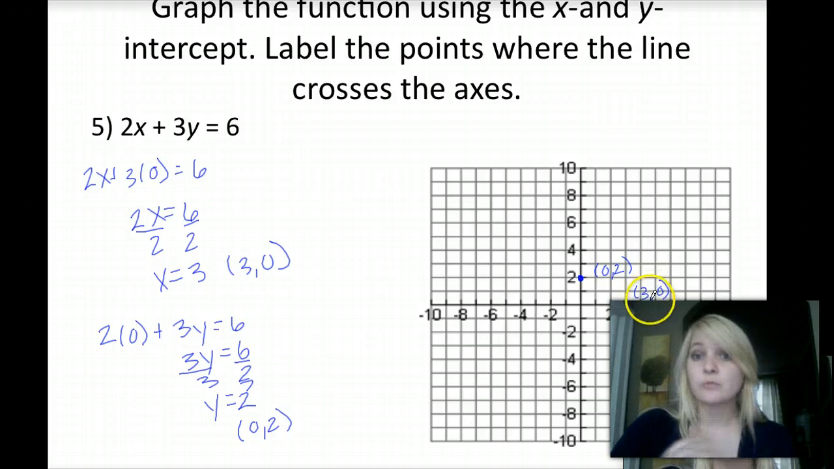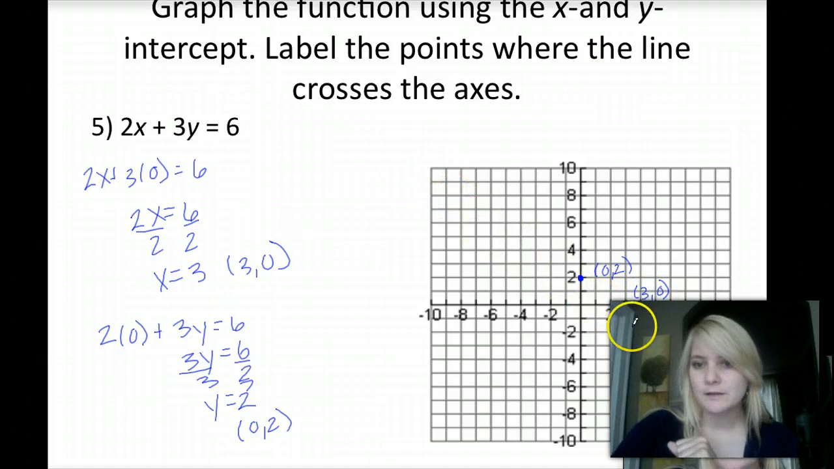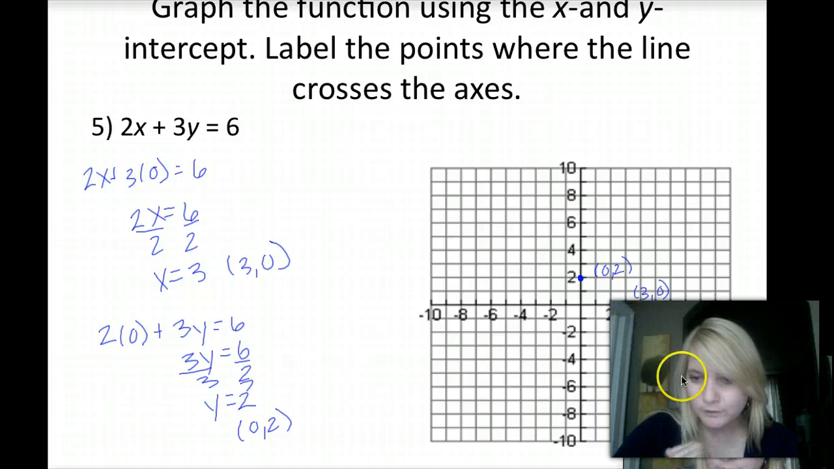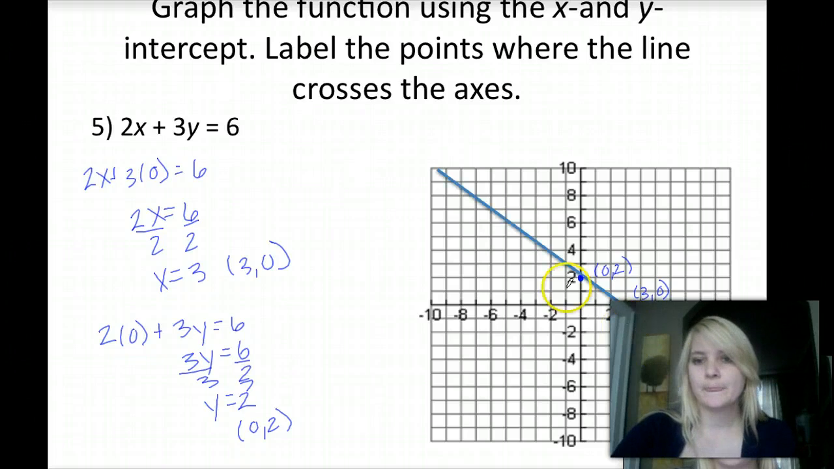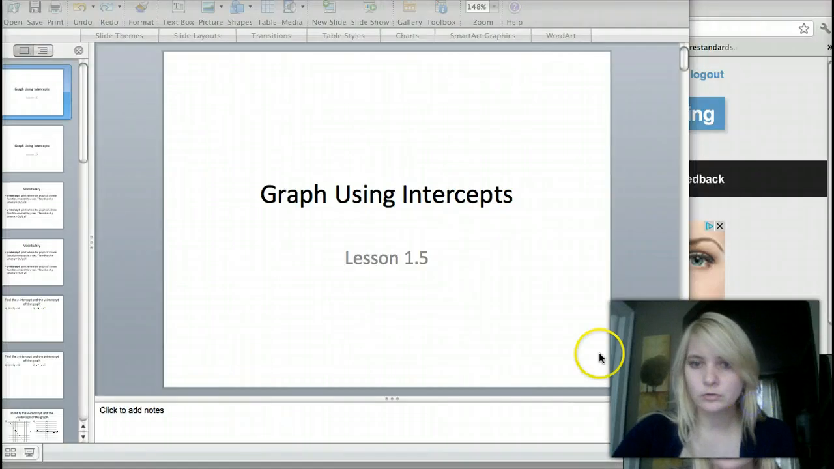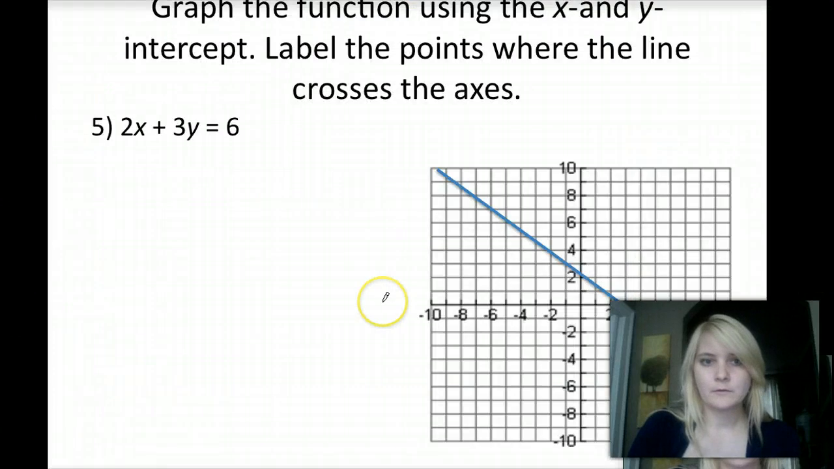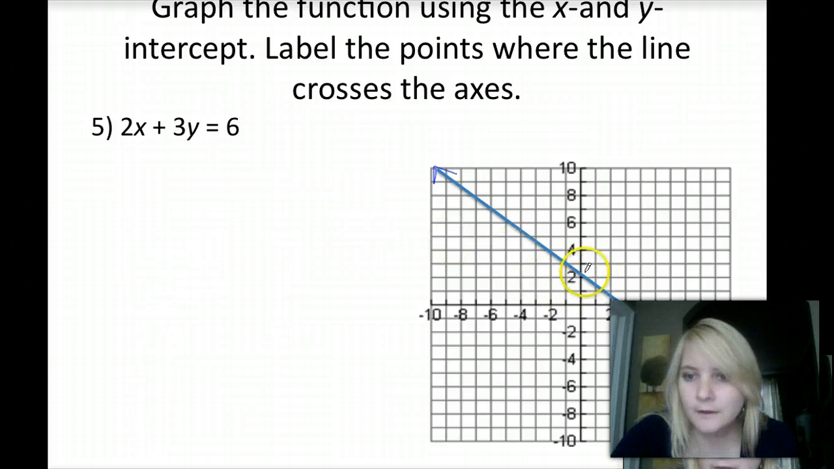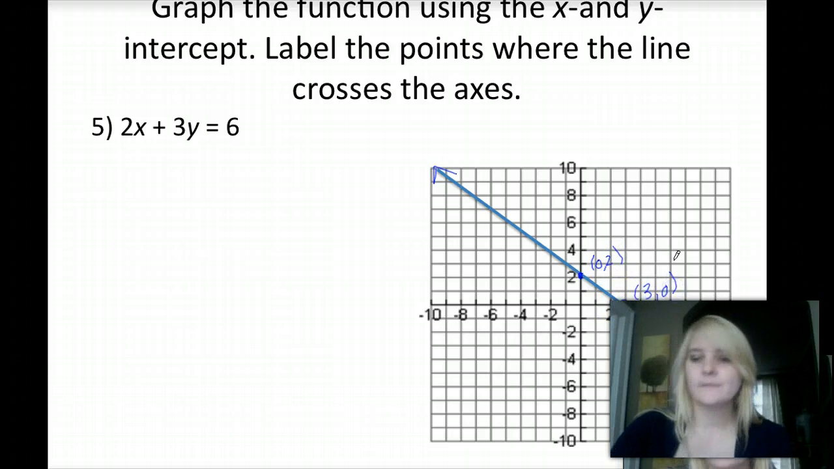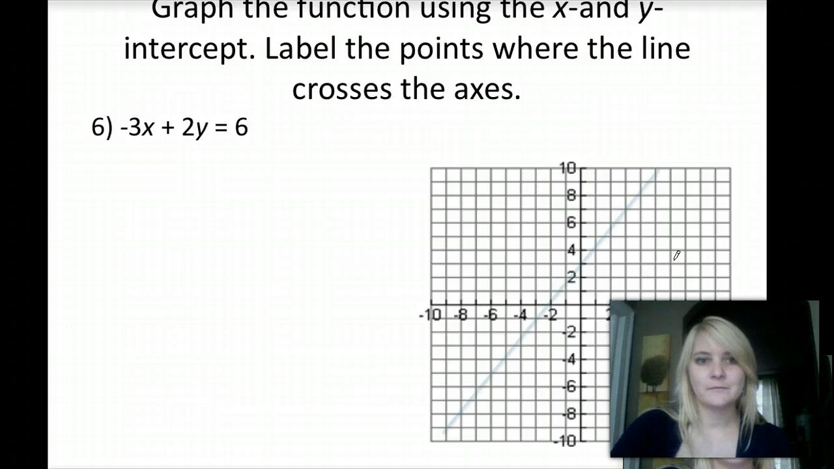And once again, to draw this line using our x and y intercepts, we're going to be connecting those dots, and we're going to make sure that line fully extends to the edges of the graph, with arrows at the end. Just real quick, there are those 2 points. All right, let's try another one.